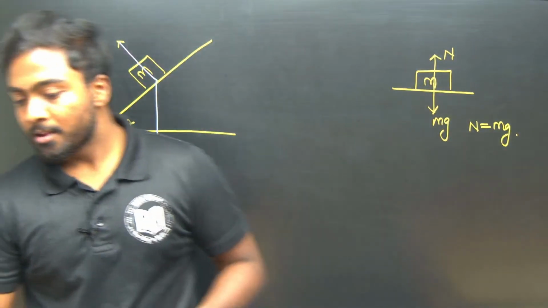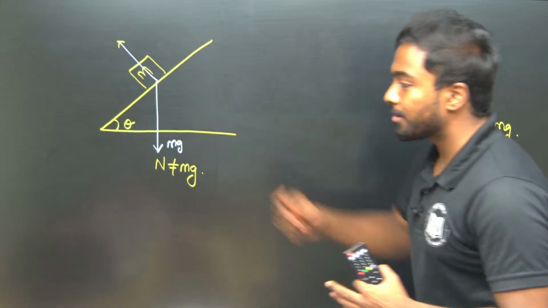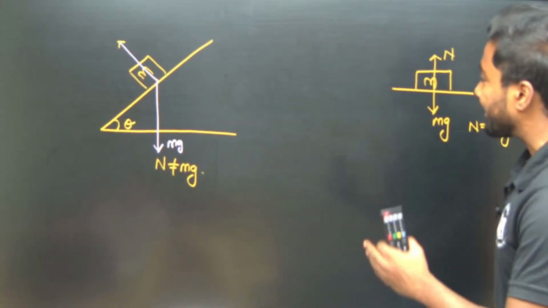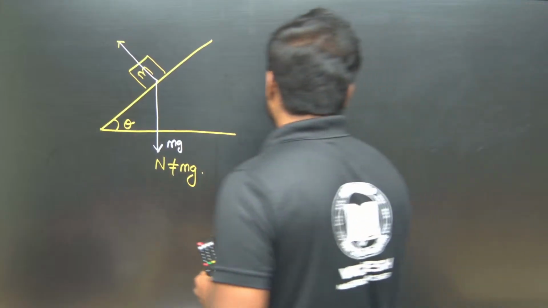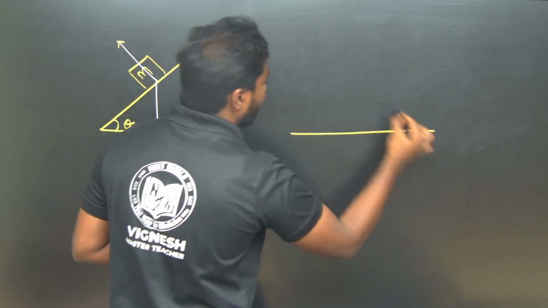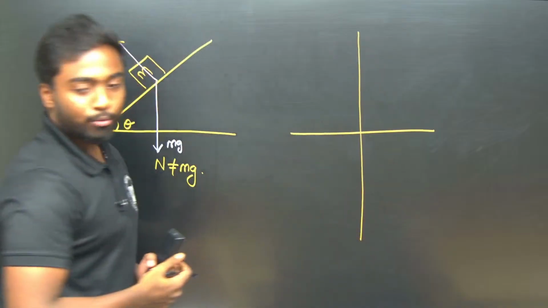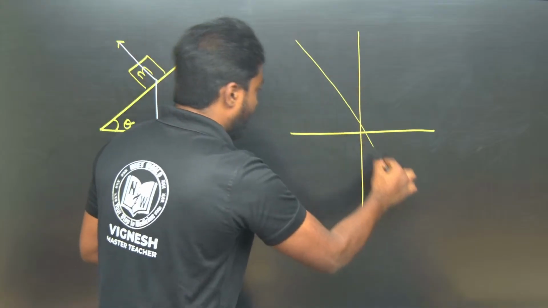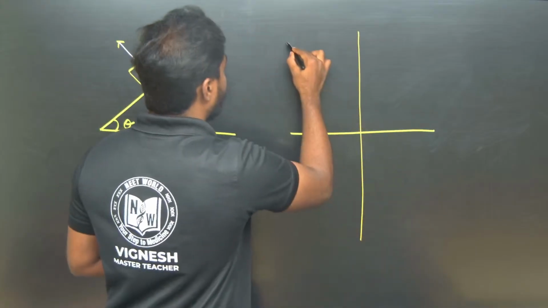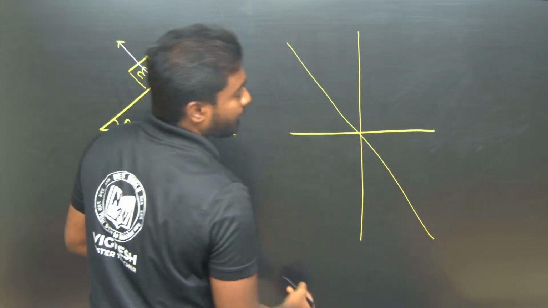So what should I do here? In this case, I should take the components first. For taking the components, the easy method is to take 8 divisions: draw the x axis and y axis, and again split it, again split it, like this.